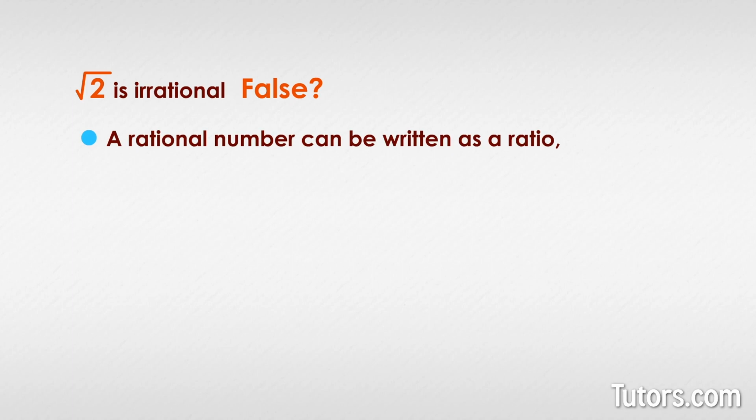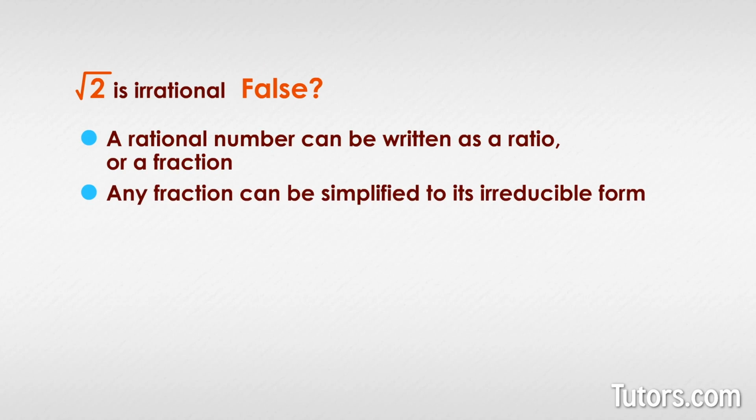Perhaps the most famous example of proof by contradiction is this. The square root of 2 is irrational. Our proof will attempt to show that this is false. We will attempt to show that the square root of 2 is rational. A rational number can be written as a ratio or a fraction. Any fraction can be simplified to its irreducible form. So 2 over 6 we can simplify to 1 over 3, but it can be simplified no further.